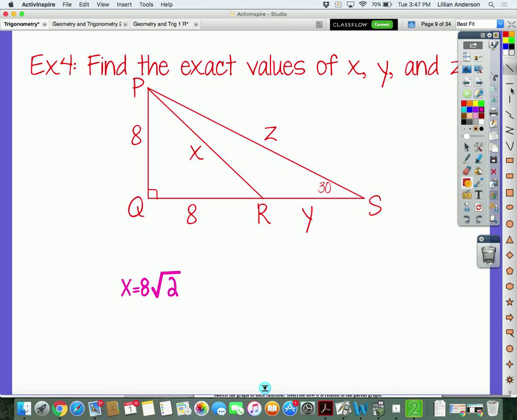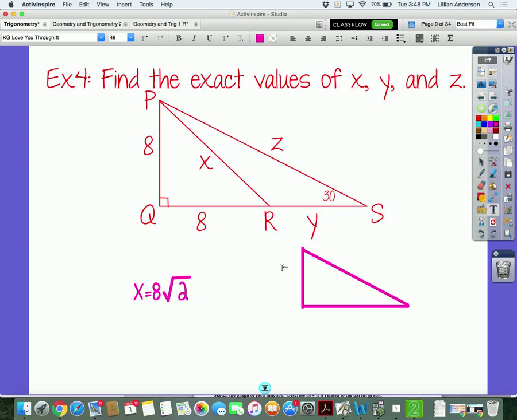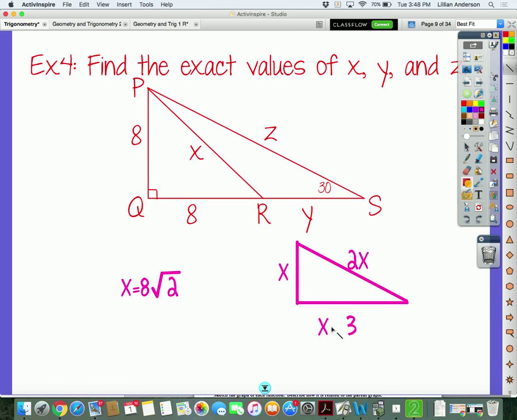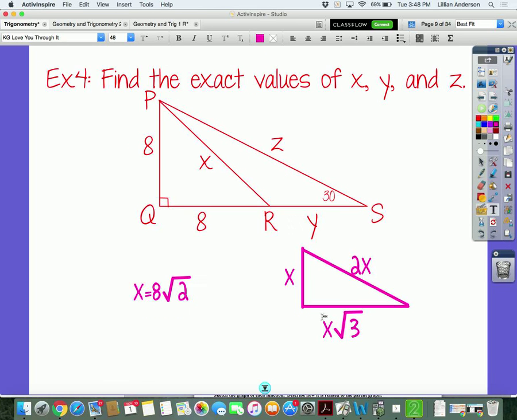Now to find z, I would find z next because hopefully you can recognize that this is a 30, 60, 90 degree triangle with 30 being down there where s is. Okay, and with a 30, 60, 90 degree triangle, the side across from your shorter side is x, the side across from your 60 is x square root of 3, and the side across from your 90 degree angle is 2x. Okay, now x square root of 3 basically means whatever your shorter side is, you just multiply by the square root of 3, and whatever your shorter side is, you just multiply by 2 to get your hypotenuse.